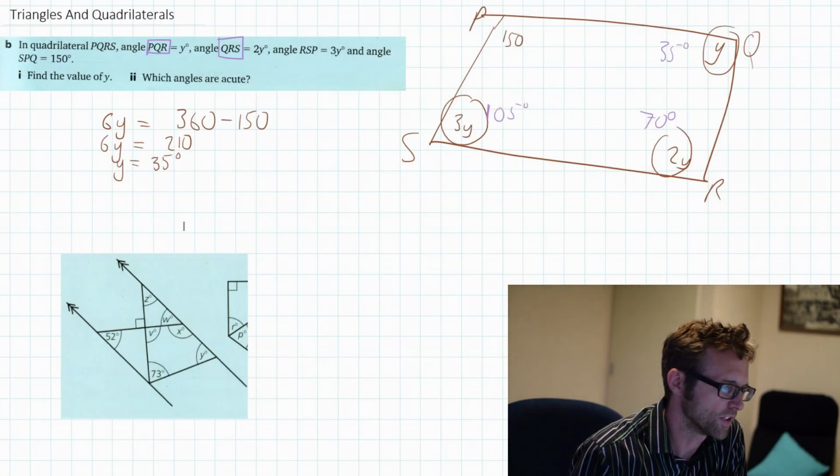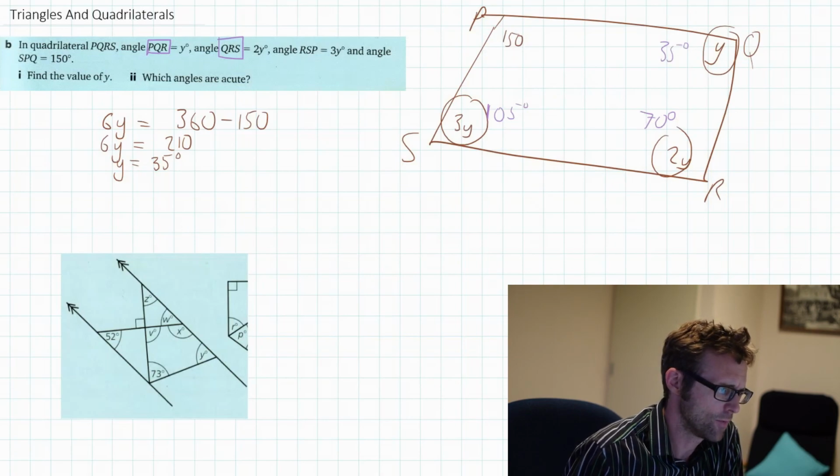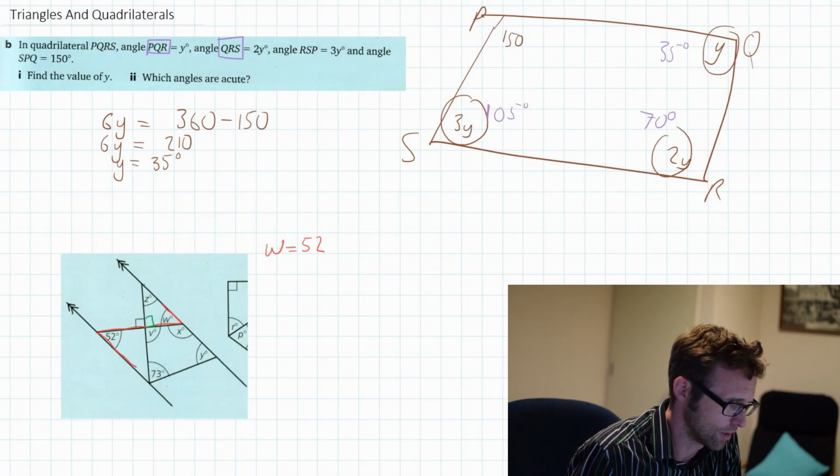Alright, now let's move on to this second question here. Well, what have we got here? The first thing I'm noticing is that I have an alternate angle for W. It's alternate to the 52. So I'm going to say W is equal to 52. The next thing I notice is that I've got a 90-degree angle here, and I've got this triangle, which will help me find Z.